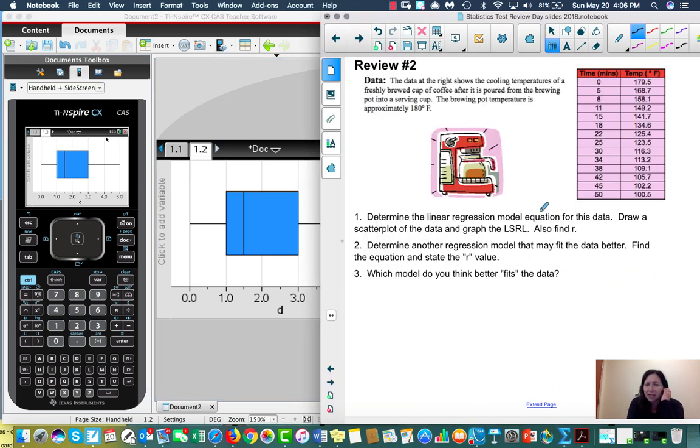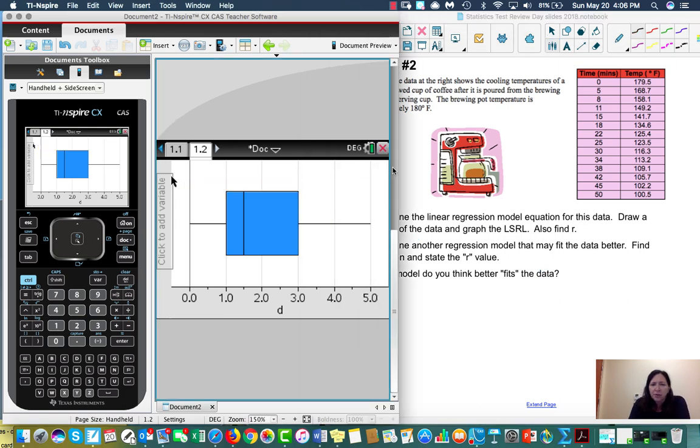Second problem says the data at the right. So this is cooling temperatures of a freshly brewed cup of coffee, and as it's poured from the brewing pot into a serving cup. Then it talks about the temperatures. Determine the linear regression model for this data. Draw a scatter plot of the data and graph it. You also find the R value. And if there is another type of regression model that you think it looks like, you would put that in there. And also, which model do you think fits the data better?